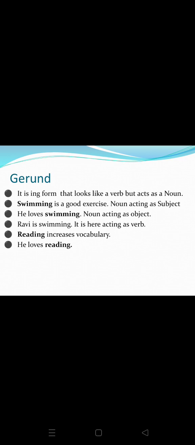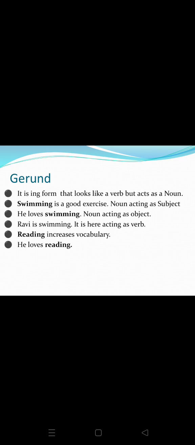Ravi is swimming. When I say Ravi is swimming, it is a main verb acting as present continuous. So it is here acting as a verb. Swimming over here is not a gerund. Please try to understand. Reading increases vocabulary. Now, reading over here is acting as a noun, acting as a subject. So it is a gerund. He loves reading. Reading over here is acting as a noun, acting as an object. So it is a gerund.